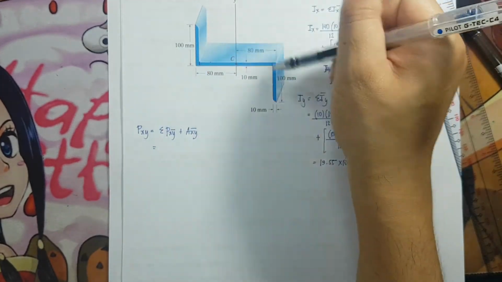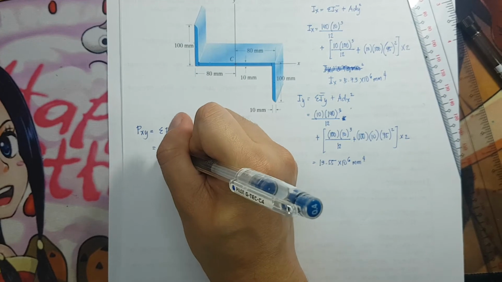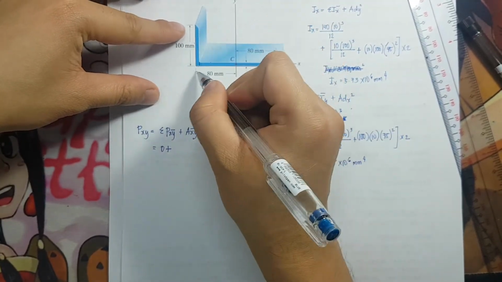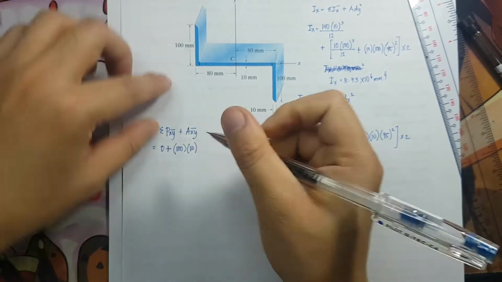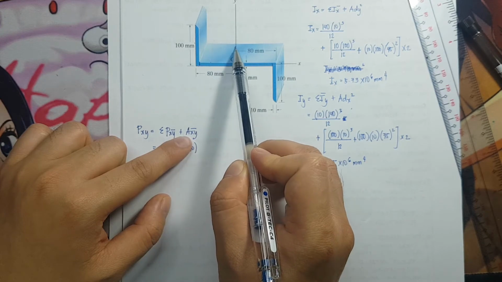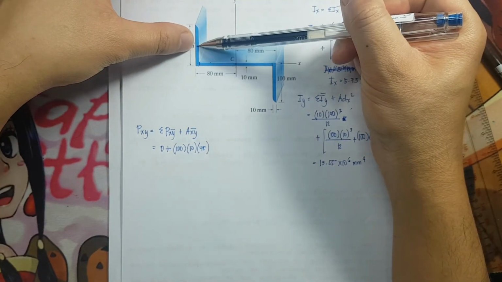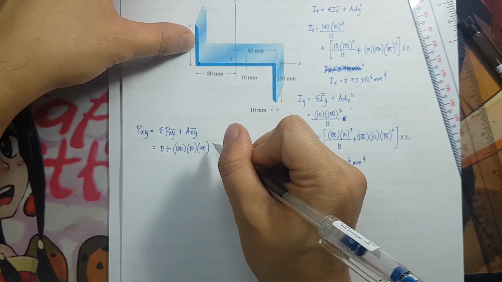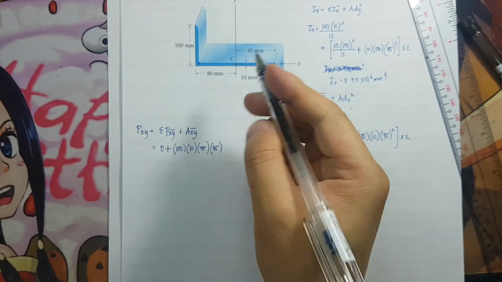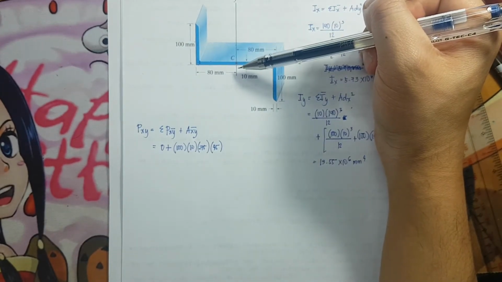So we have 0. Let's compute these two parts here, the vertical part. So that is 0 plus, what is the area? The area here is 100 times 10. Now for the x bar, it is 80 minus 5, so that is 75. From this point up to here, that distance is 75. Then for the y bar, we have here 50 up to this point, so that is 50 minus 5, that is 45. But take note, the 75 here is negative. Why is it negative? X bar here is negative because it is to the left of the centroidal axis. That is where the signs come in.